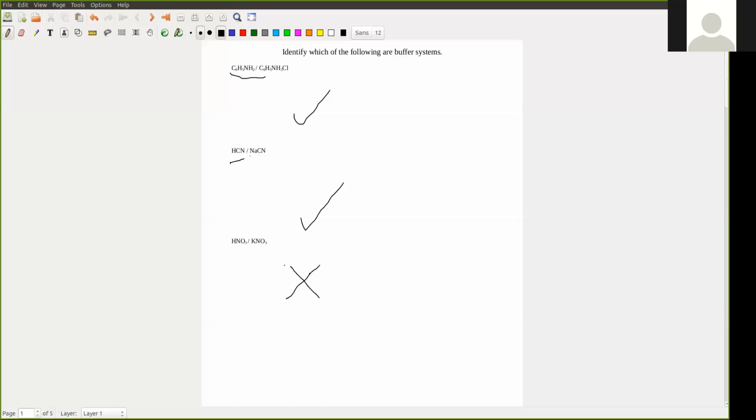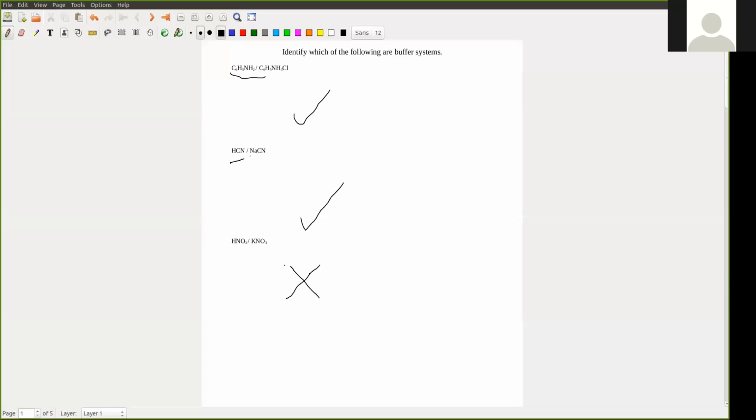And the other instance where you wouldn't have a buffer system that I did not include here is when you have perhaps a weak base, but you don't have its conjugate, or a weak acid, but you don't have its conjugate. It's a system where you have two completely different species in solution. So it's good to be able to identify what is the conjugate acid of a weak base and what is the conjugate base of a weak acid.